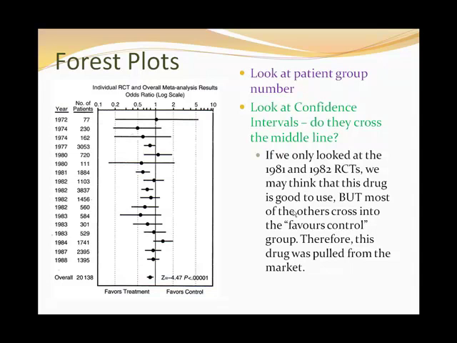And you can see that if we looked at just the randomized control trial done in 1981 and 1982, both of those trials indicate that that drug favours the treatment group. However, if we look at the confidence intervals over all of the randomized control trials, many of those patients either side of the middle of the group fall into the favours control group, which is actually the negative NNT, or number needed to harm, so there's more adverse effects in those groups. So actually, as a result of this systematic review, the drug was pulled from the market.